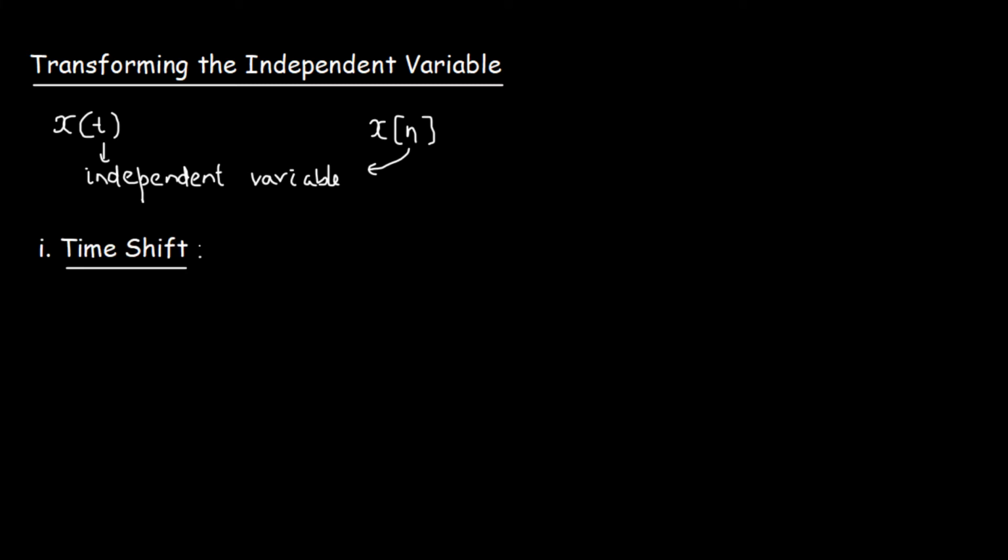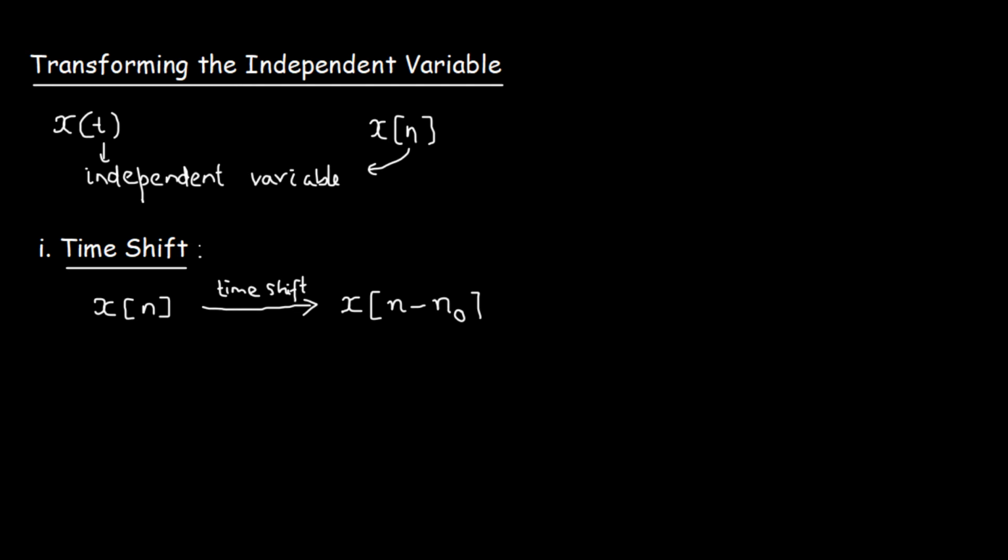Let us try to understand the transformation of the independent variable where we are going to time shift it. What is the meaning of time shift? Let us understand with the help of an example. We are going to consider a discrete time signal given by x of n. Now, we are going to do a time shift here. That simply means transforming the independent variable, which is time denoted by n, and we will replace it by n minus n naught. So this particular signal now represents a time shifted signal.